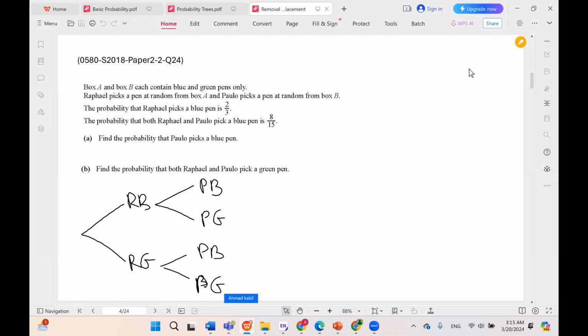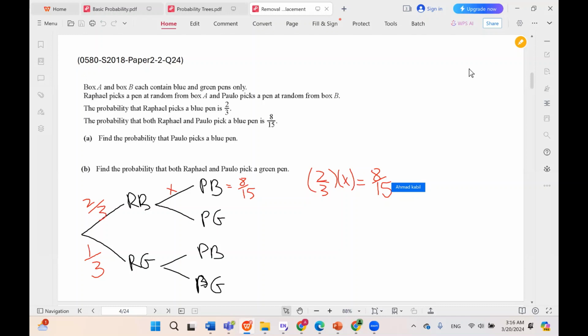green. Now, the probability that Rafael picks a blue pen is 2/3. So this is here 2/3. And then for Rafael green, this would be 1/3 because it's 1 minus 2/3. And then for Paulo, we don't know what the probability is, but we know that the probability that they both pick a blue pen is 8/15. So let's call this X. We should know from watching the video on probability trees that 2/3 multiplied by X gives us 8/15.